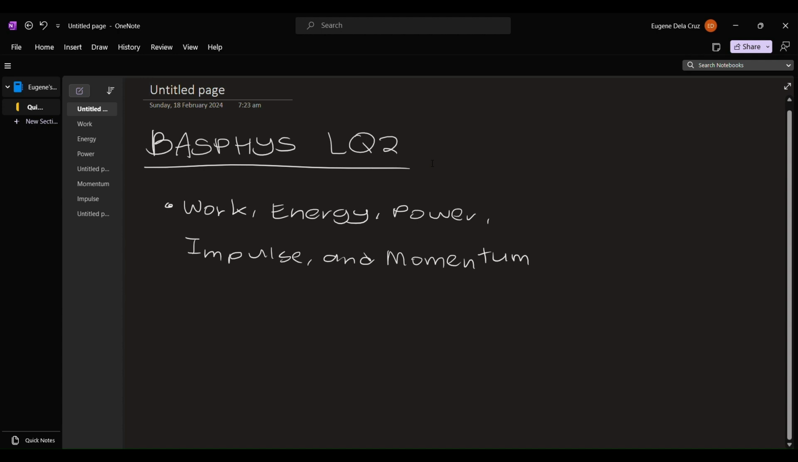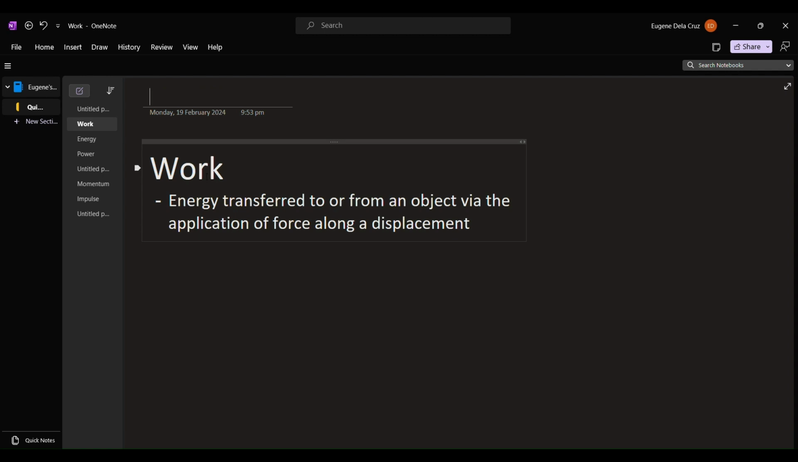So Long Quiz number 2 covers work, energy, power, impulse, and momentum. So let's first focus on the first subtopics, which are work, energy, and power. So let's first define work. Work is the energy transferred to or from an object via the application of force along a displacement.